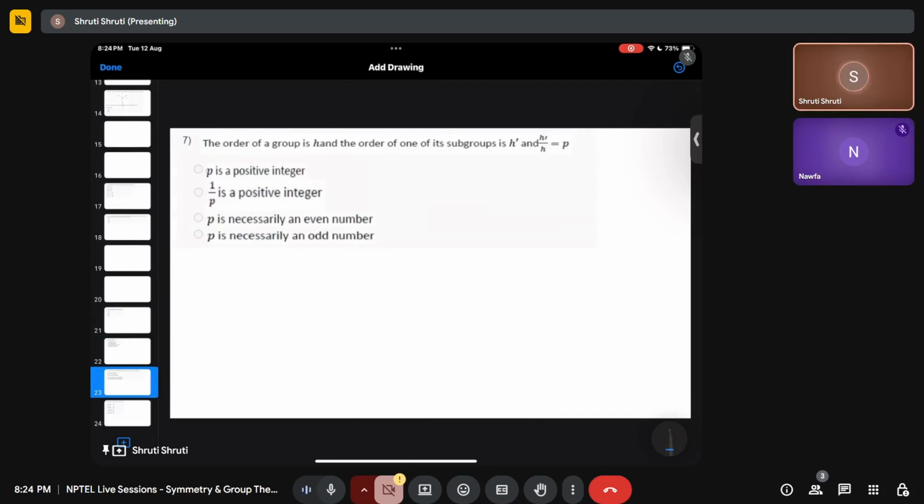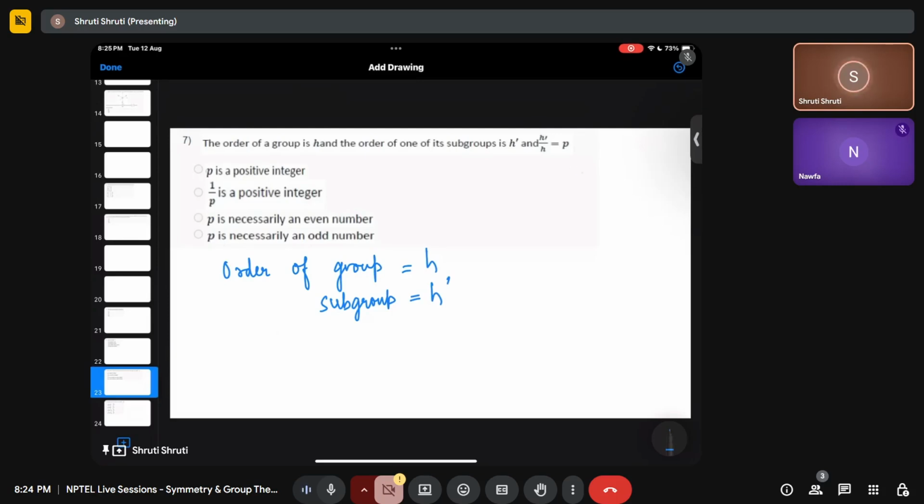The order of a group is H and the order of one of its subgroups is H dash, and H dash by H is equal to P. P should be a positive integer and it should be an integral multiple of that.